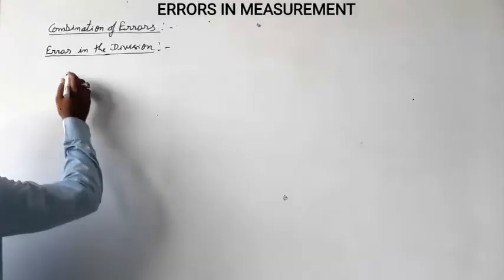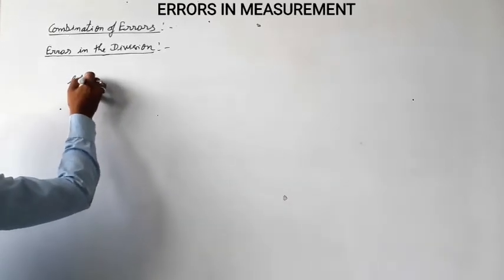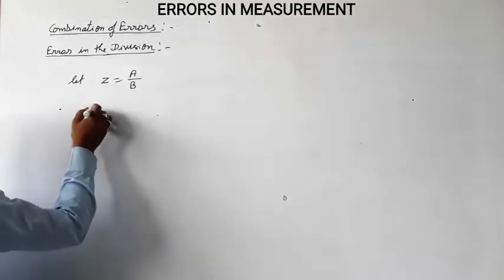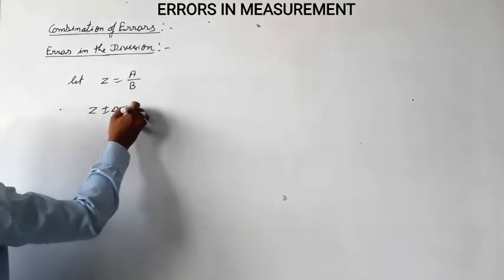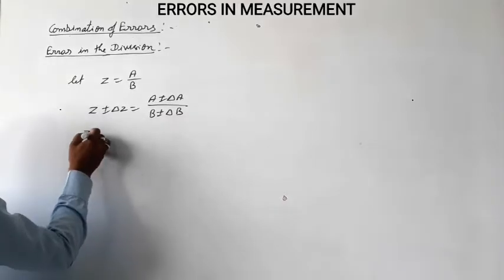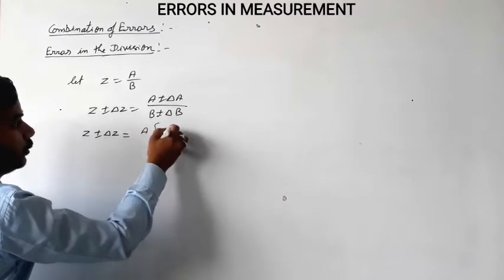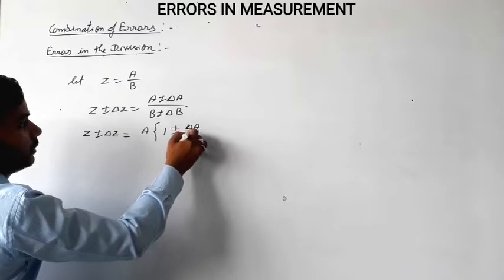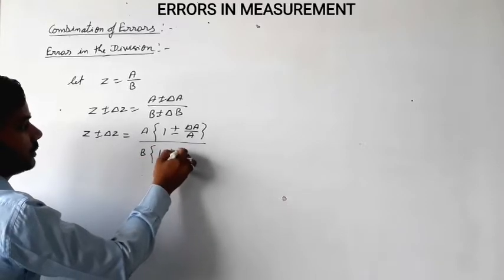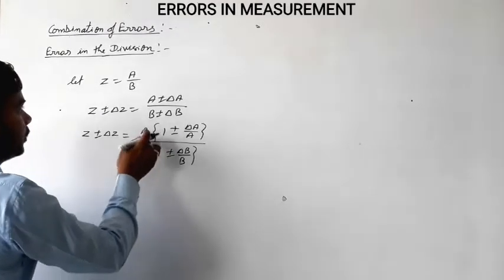Now the next is error in division. So we consider two quantities A and B, and Z can be represented in the form of A and B, that is Z equals A upon B, and these are represented by Z plus minus delta Z equals A plus minus delta A upon B plus minus delta B. Now we take A common, so this is 1 plus minus delta A upon A. From the denominator we take B common, so this is 1 plus minus delta B upon B. Now this will be A upon B, and we can write A upon B equals Z.